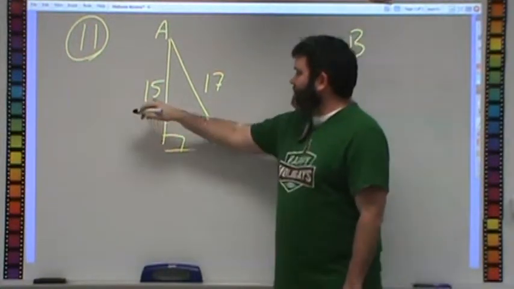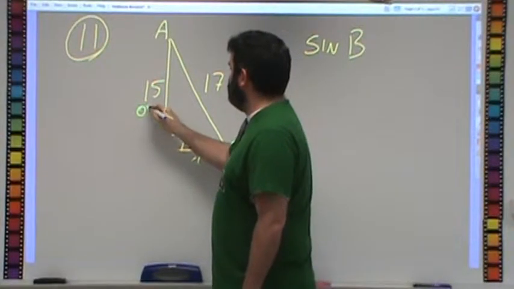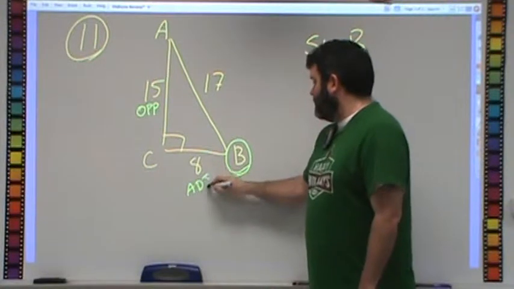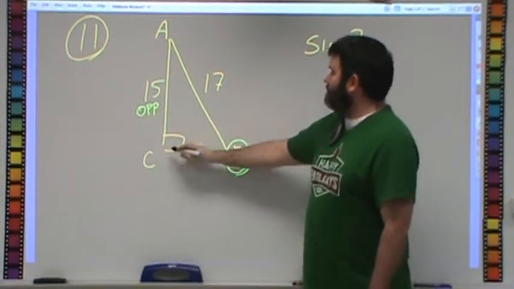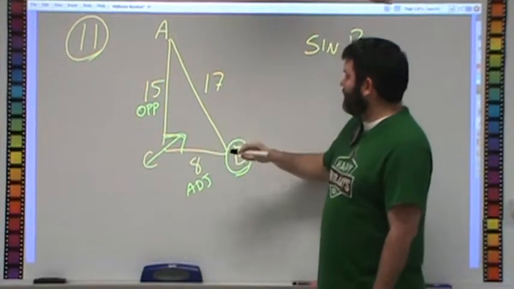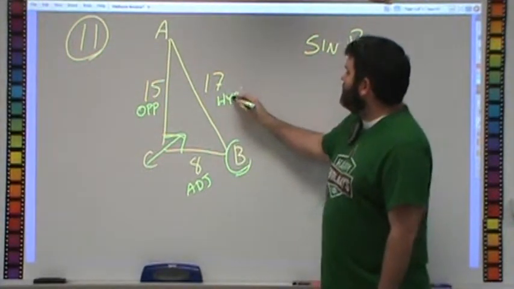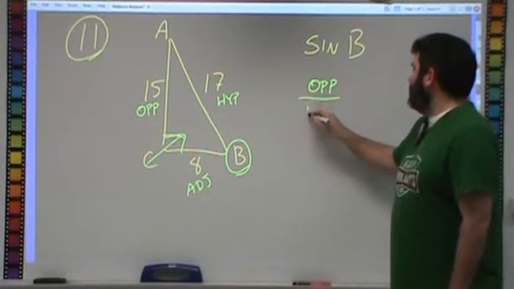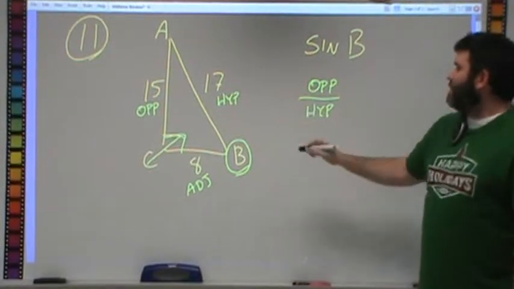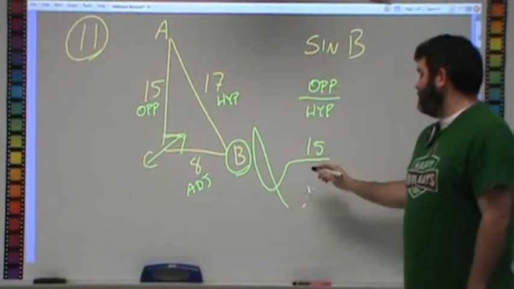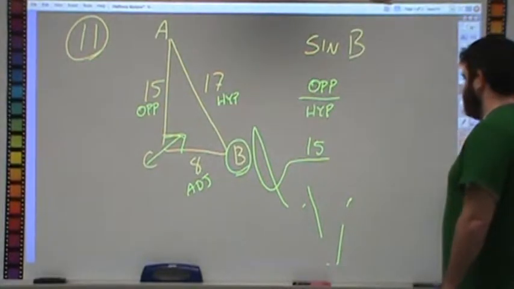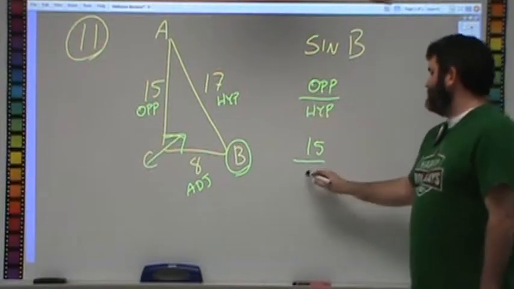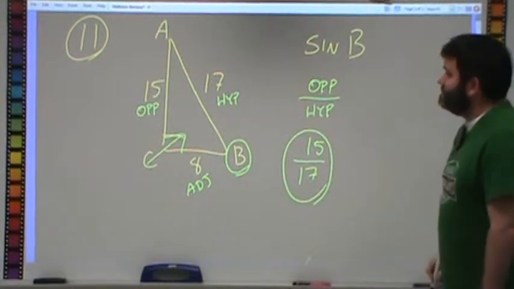Remember, opposite is always on the opposite side of the triangle. That's my opposite. Adjacent is right next to it. Hypotenuse is always the hypotenuse. Remember, treat this kind of like an arrow pointing to the hypotenuse. That's my hypotenuse. I look at SOHCAHTOA to determine that sine is found by doing opposite divided by hypotenuse. And so my opposite is a 15. Whoa, pen's messing up again. Clean that up. Hypotenuse is a 17, and so that is my answer. So that was number 11.